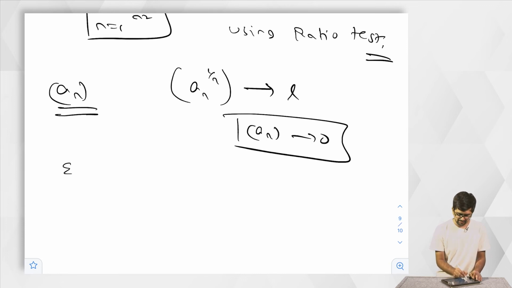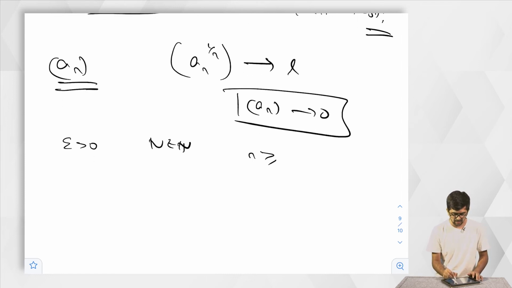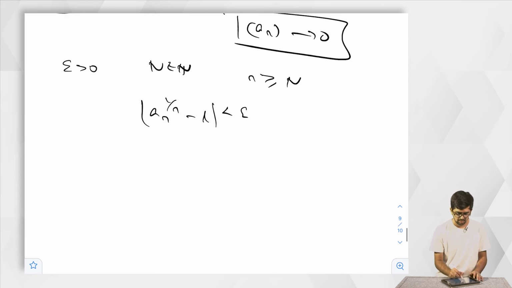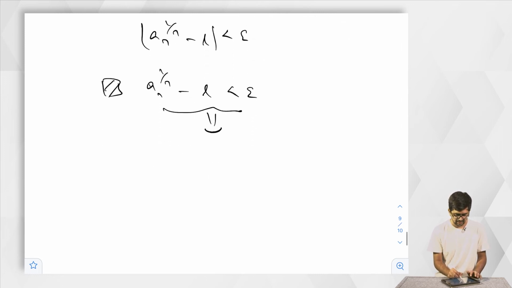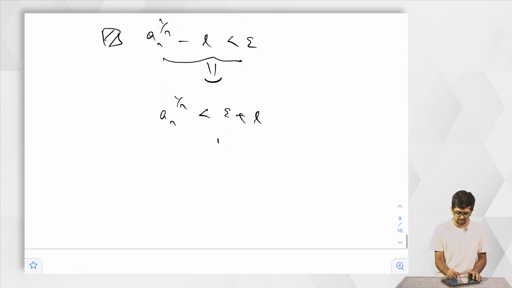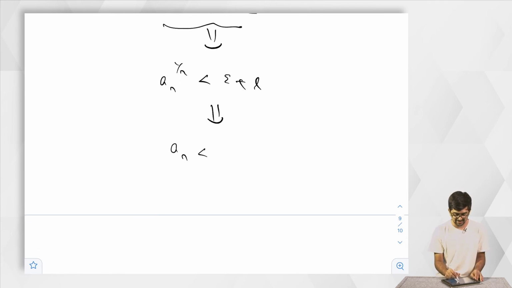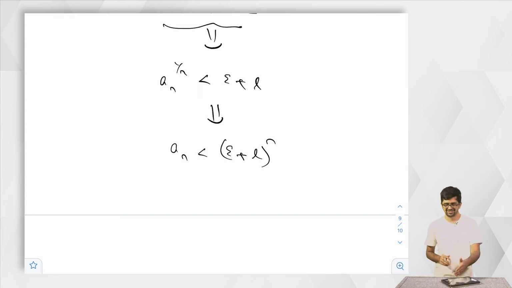Again, for epsilon positive, there is N belongs to natural numbers such that whenever n is greater than or equal to N, we have an power 1 by n minus L is less than epsilon. This is the same thing as saying an power 1 by n is less than epsilon plus L. I am just taking the nth power on both sides. This gives an is less than (epsilon plus L) power n. This is more straightforward than the previous thing.